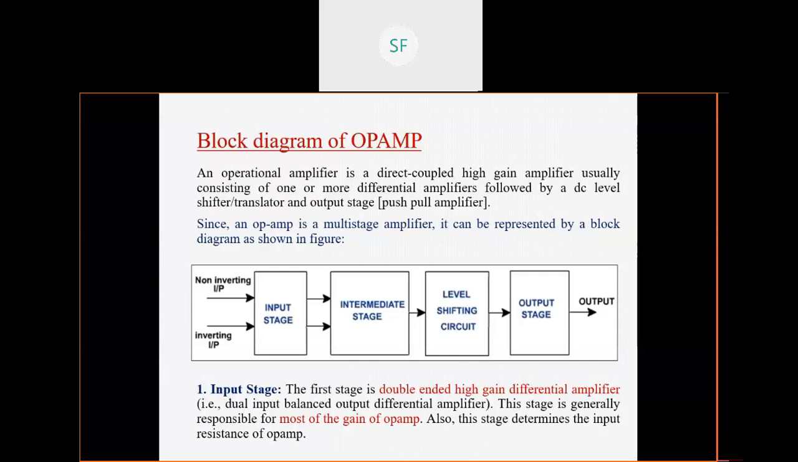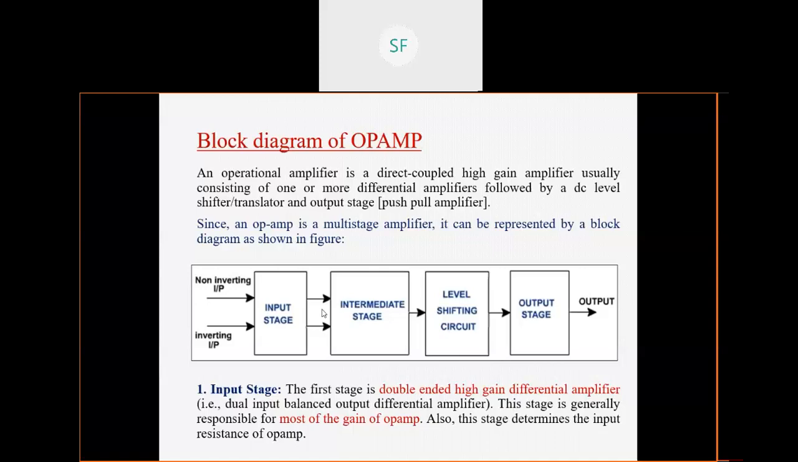And what is the function of the input stage? The main function of the input stage is to provide the gain to the op-amp. Maximum gain is provided by the input stage. The second function is that it also determines the input resistance of the op-amp. So these are the two main functions of the input stage. And which circuit is used in the input stage? That is the dual input balanced output differential amplifier.